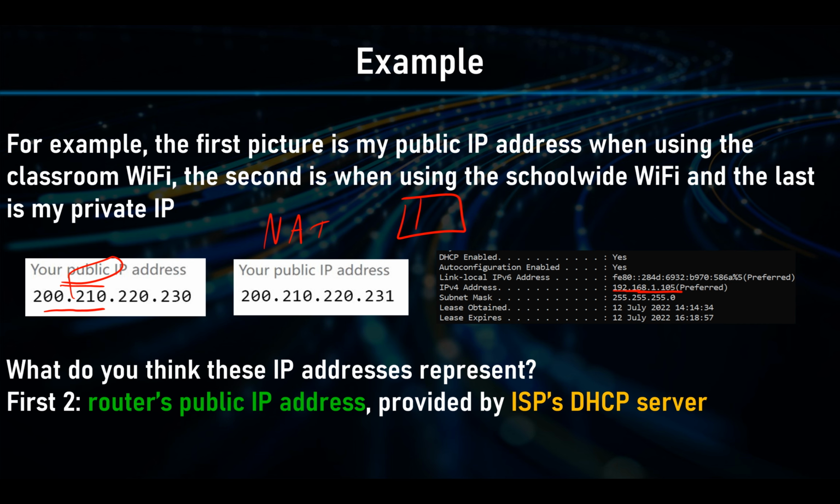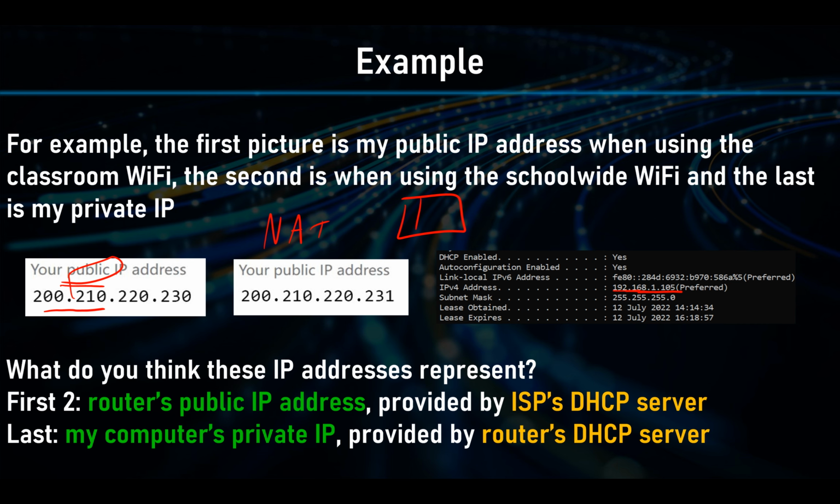So if we think about what these represent, the first two are the public IP, provided by the ISP's DHCP server. And the last one, I mean the ipconfig /all command, that's going to be my computer's private IP, and that's allocated by the router's DHCP server.